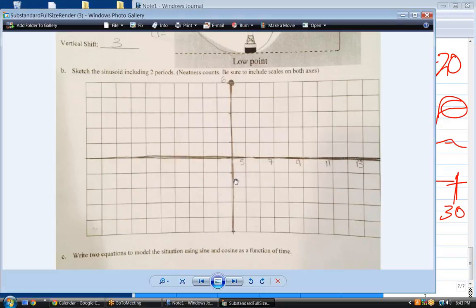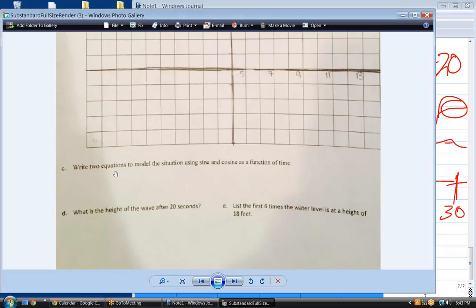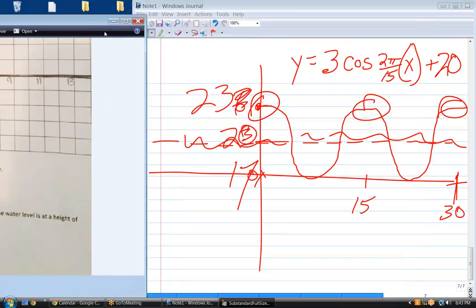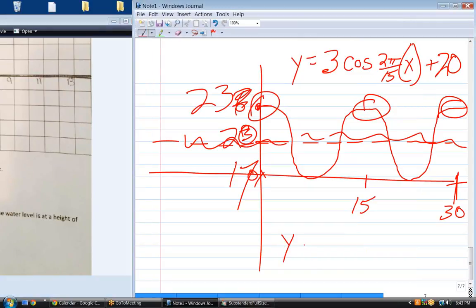All right. Write 2 equations to model the situation using sine and cosine as a function of time. Well, when we wrote it as a cosine function, there was no phase shift, right? So, tell me how I should write this as a sine function.